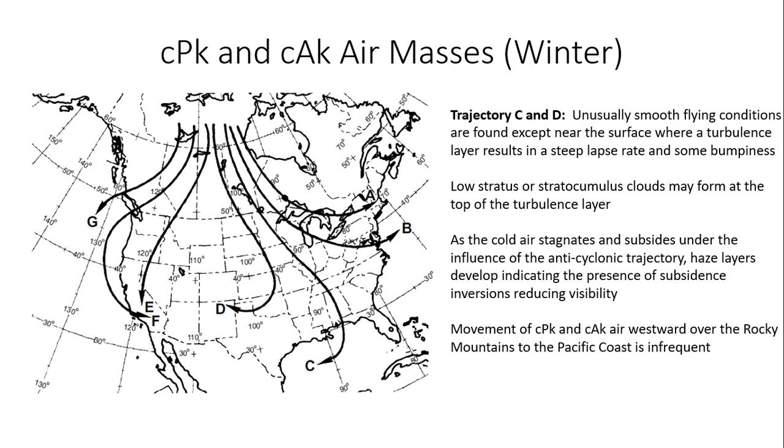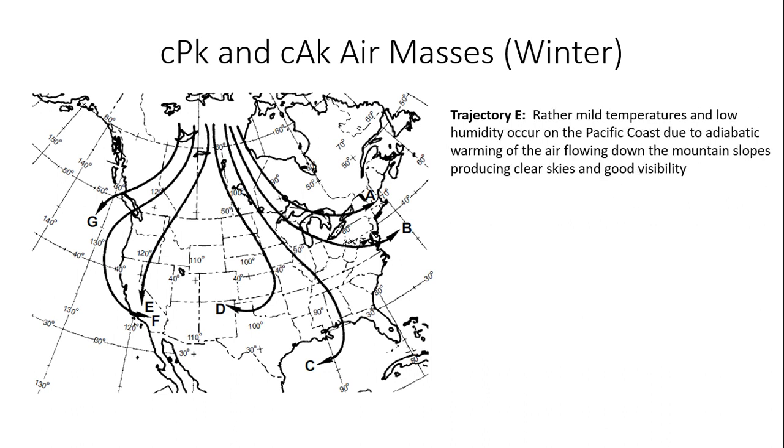Now, movement of the continental polar air and the continental Arctic air westward over the Rocky Mountains to the Pacific coast is actually really infrequent, generally because of how high the Rocky Mountains are and how cold and dense these air masses are. They like to stay close to the ground due to their increased density. So they just really don't get over the tops of the Rocky Mountains and spill on the other side, west of the Rockies, very often. Now, if we look at continental polar and continental Arctic air masses with trajectory E, now we're kind of going towards the western U.S., right? We're going down into parts of Idaho, eastern Oregon, into California.